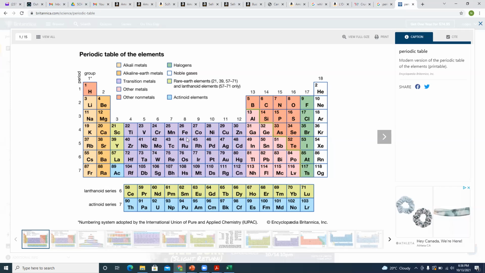What was the other one? It was rubidium. Yeah, number 37, right? Yep. So you can tell by the color coding here, it's an alkali metal, and also it's under group 1. Group 1 are the alkali metals.